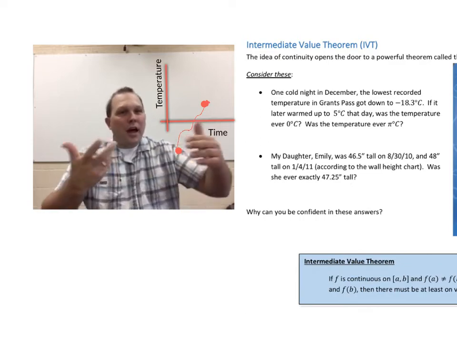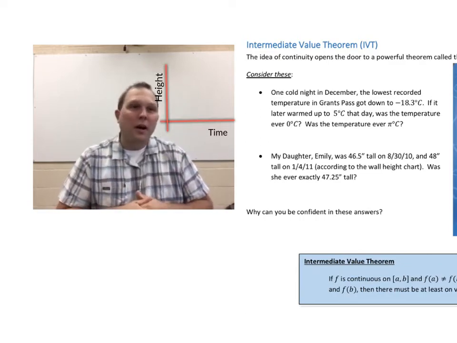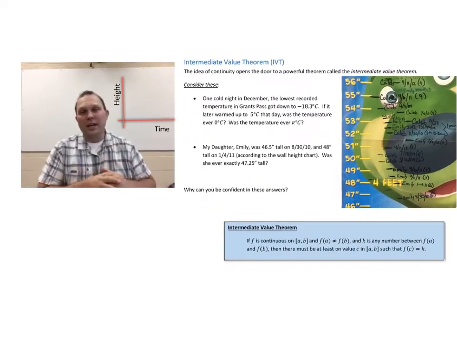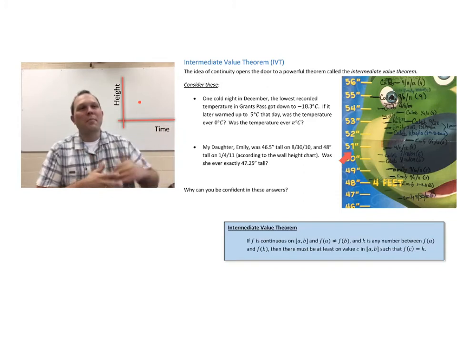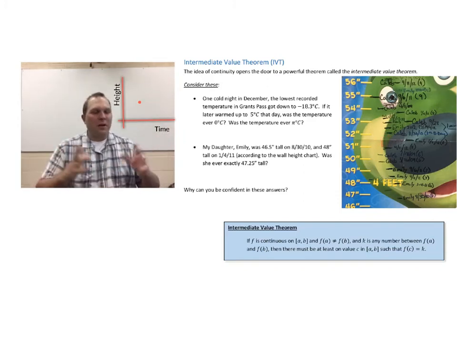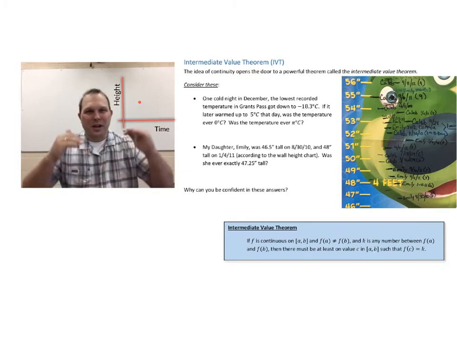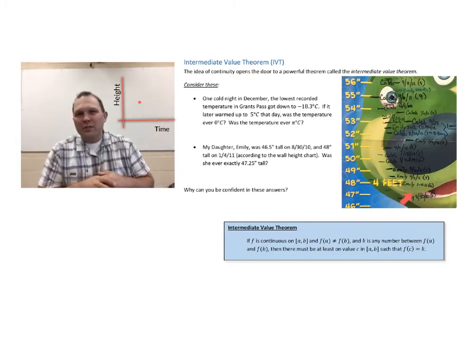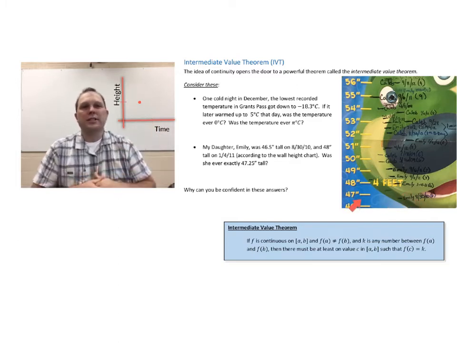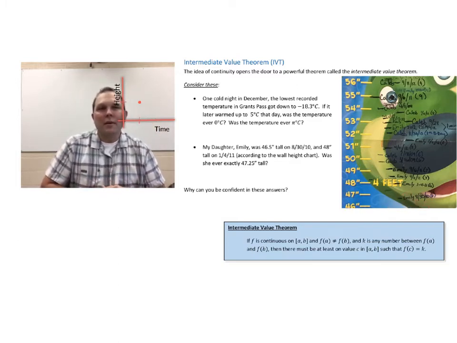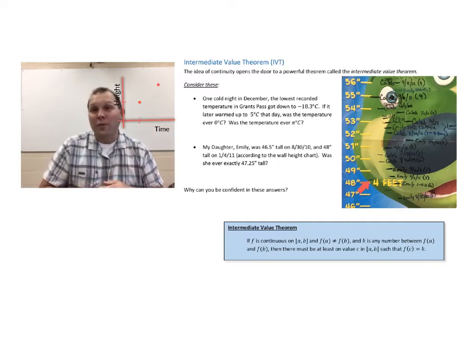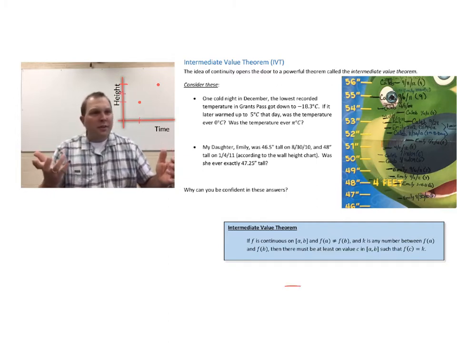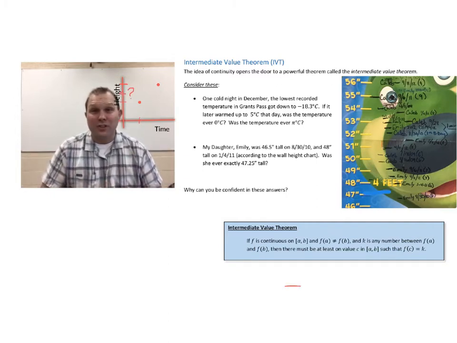Here's another one. How about my daughter Emily, who was 46.5 inches tall? You can see over here on the height gauge. This is a picture from our closet where we used to measure how tall our kids were. And so on 8/30/2010, she was 46.5 inches tall, and she was 48 inches tall on January 4th, 2011. So the question I might ask is, was she ever exactly 47.25 inches tall?